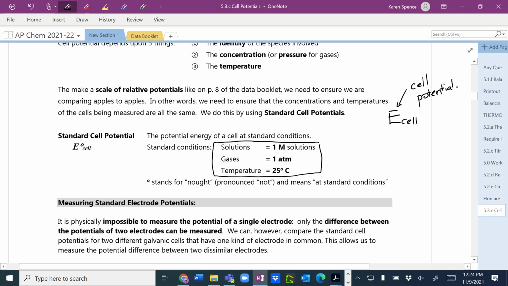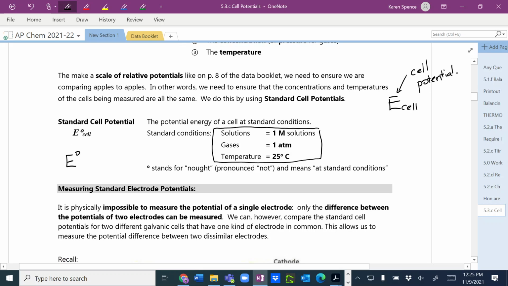I think the E comes from physics. What we add to that is the little degree sign, except it's not called a degree sign. That little sign right there stands for the word naught, but not like NOT, like NOUGHT, which literally means nothing. Except that we're not using it to mean nothing in this case. It's just the symbol that we use to mean it's at standard conditions.